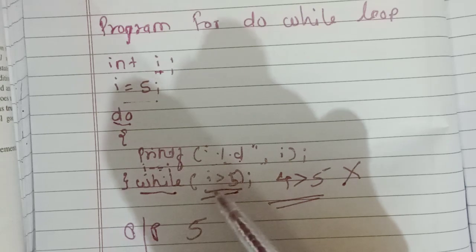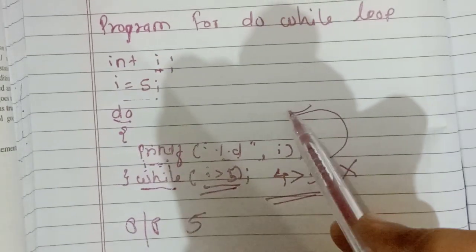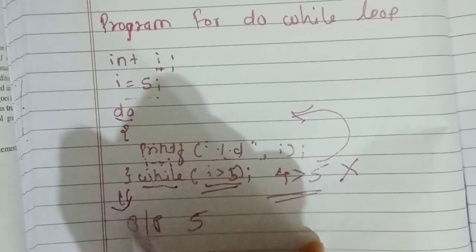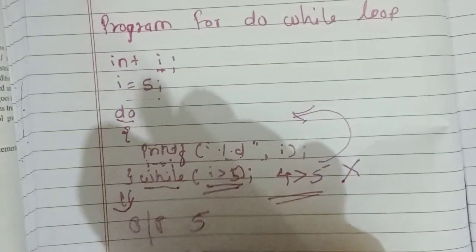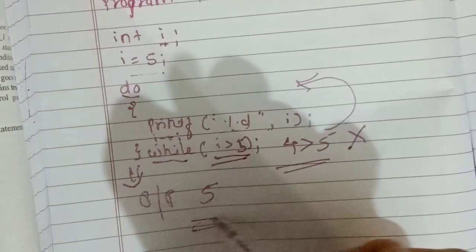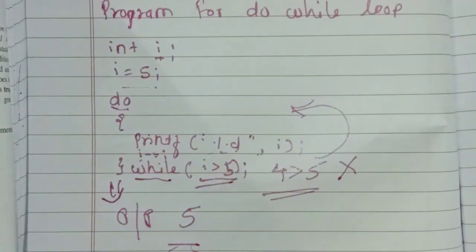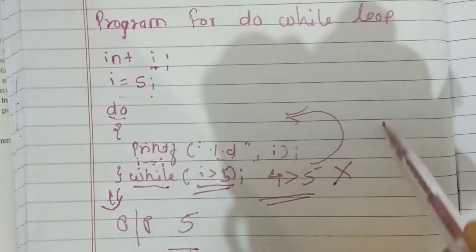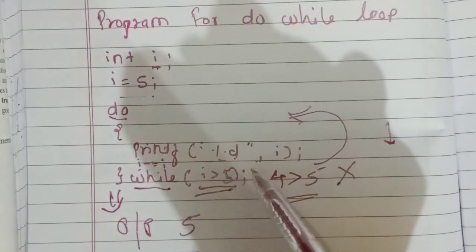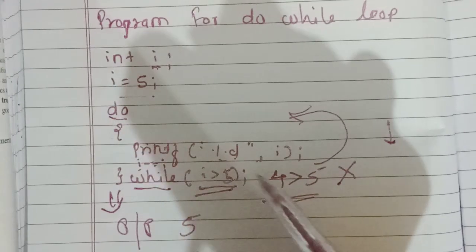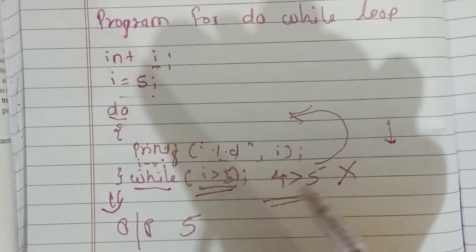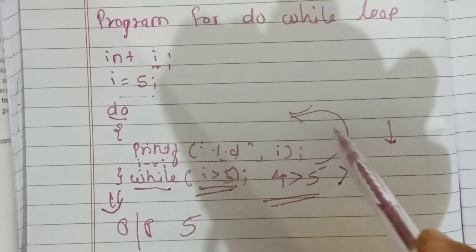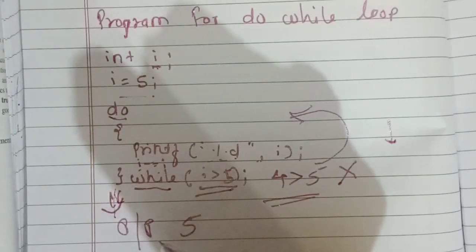Now the condition is false, so the control will not go back to the statement block. The control will come out of the do while loop and we will get the output 5 over here. Understood? So the advantage of the do while loop is the loop is executed at least once, and after executing the statement block, the condition is checked, and if the condition is true, it will again execute the block, and if the condition is false, the control will come out of the loop.